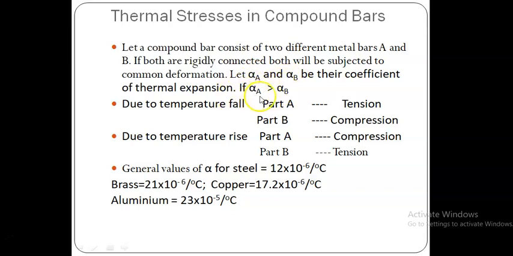In this case, if alpha A is greater than alpha B, that is, material A has a higher coefficient of thermal expansion than material B, then consider a temperature fall, where the temperature is reduced with respect to the standard temperature of the material. In that case, part A, that is material A, is subjected to tension and material part B is subjected to compression.